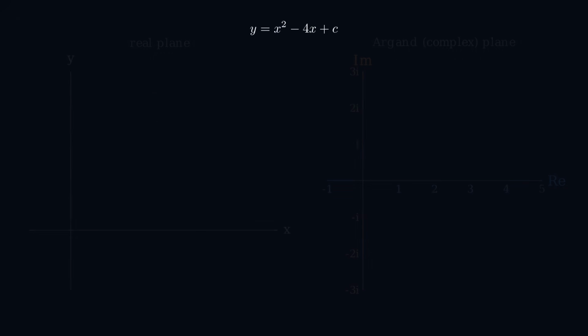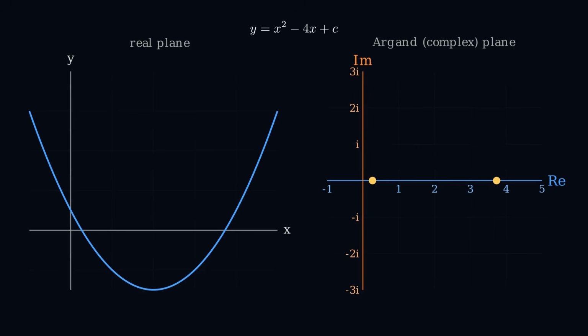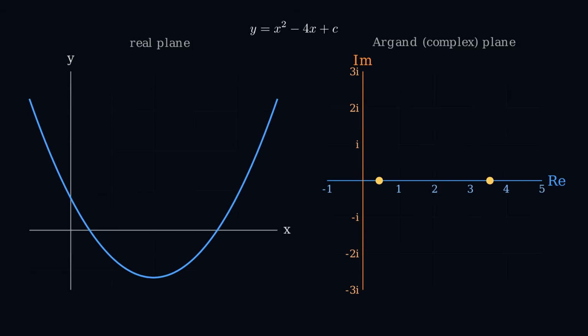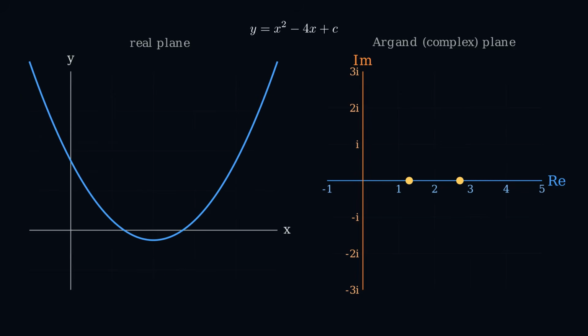Here's a way to see it happen, not just accept it. Watch this family of parabolas: y equals x squared minus 4x plus c as c increases. While c is below 4, the parabola dips below the x-axis. Two real roots, clearly visible, sitting right there on the real axis.